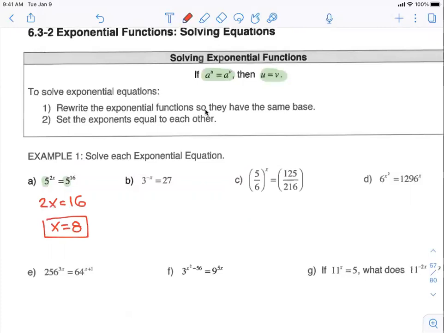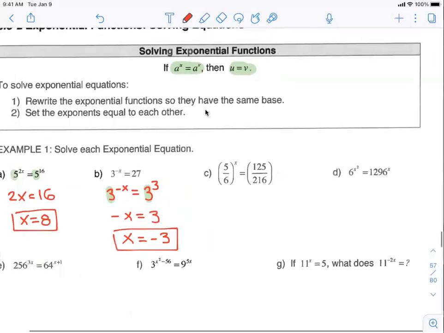So notice in part B, you have a 3 and a 27. Your goal is to make them the same base. So what you can do to get them to be the same base is I know 27 is the same thing as saying 3 to the third power. Now that I have the same base, I can set the exponents equal. Negative x is equal to 3, which means x is equal to negative 3.